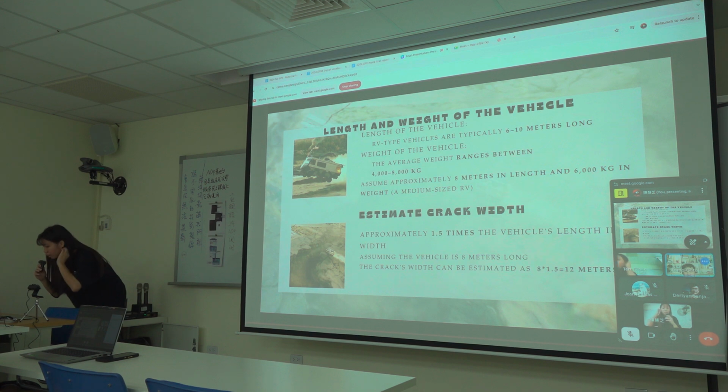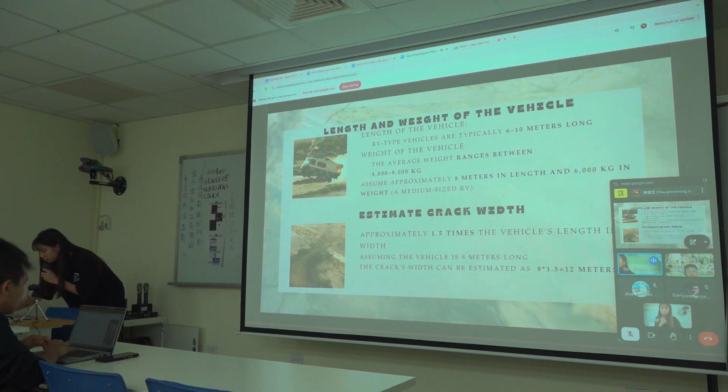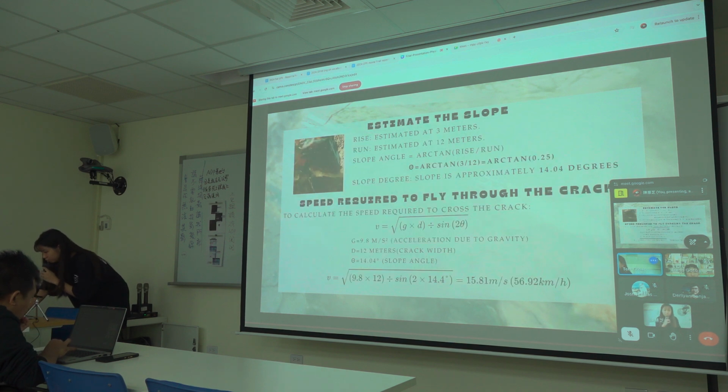Okay. So I assume that the RV is 8 meters and 6,000 kilograms. And the crack, from the picture, you will see it's about 1.5 times the RV, which will be 8 times 1.5, which is 12 meters. And then I estimate the slope. The rise is 3 meters and the run is 12 meters, which is the crack. And I get the angle of 14.04 degrees. After that, I calculate the speed that you need to fly through the crack.